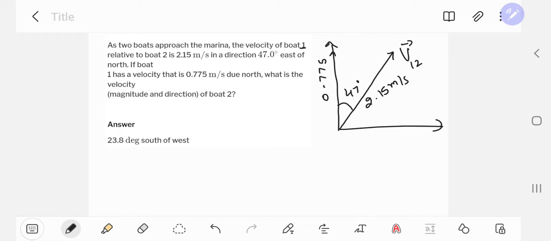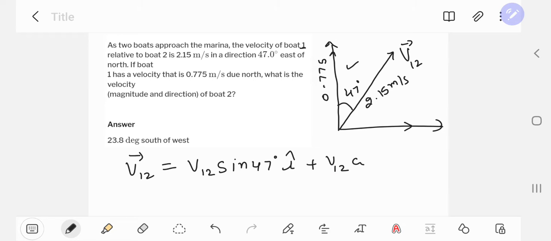Okay, so now we're looking for the true velocity of boat 2. For solving that, first of all, let's resolve the components of v12. The v12 vector will have two components, and one is along the y component, right here. Because the angle is with respect to the y axis, the x component will be sine, v12 sine 47 degrees, which is i cap, and the y component will be cosine, v12 cos 47 degrees, that is j cap.